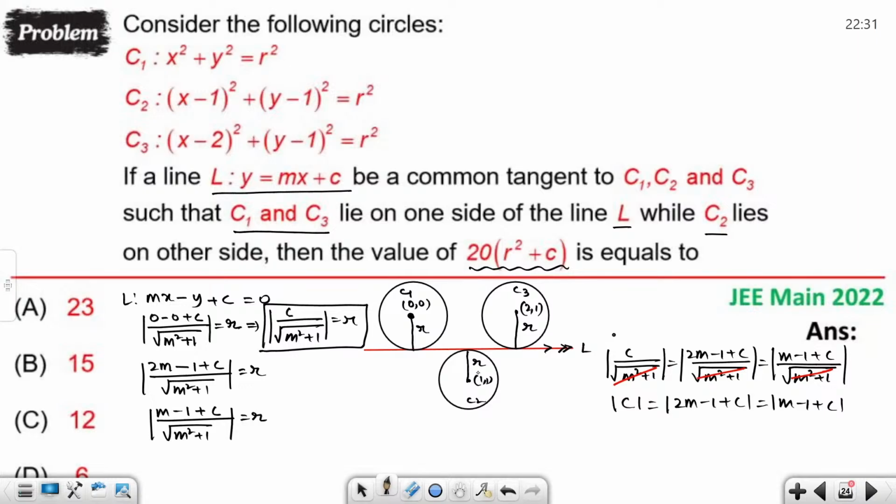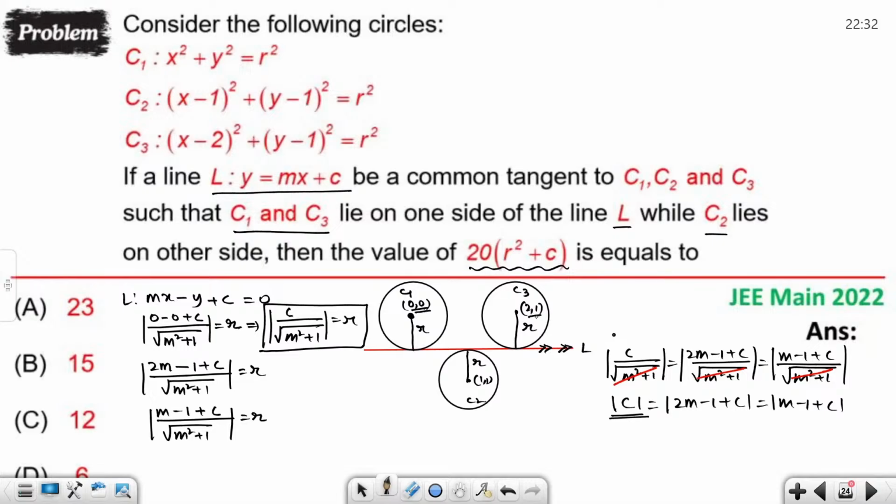Therefore, they are going to have the same sign. We know that when two points lie on the same side of a line, then they will have the same sign. That is mod C. Mod C, how are you getting it? When I put 0, 0 on this line L, we are getting mod of C.